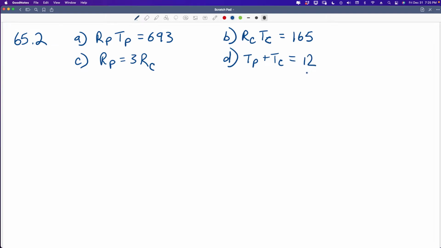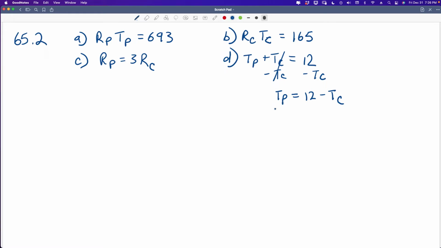So first things first, I already know the value of RP, it equals 3 times RC. So I want to solve for TP so I can drop that value in as well. So I'm going to subtract TC from both sides. This cancels. That leaves me TP is equal to 12 minus TC.